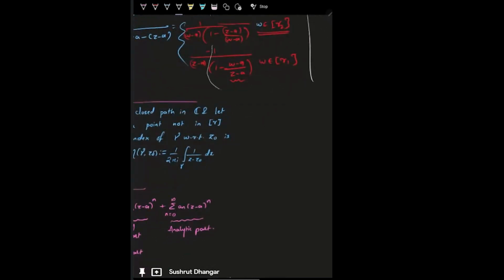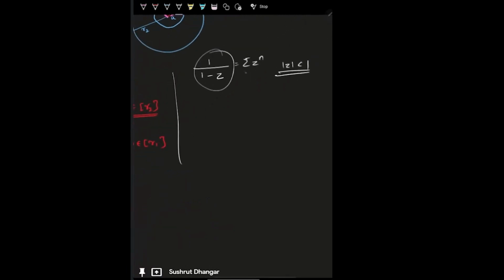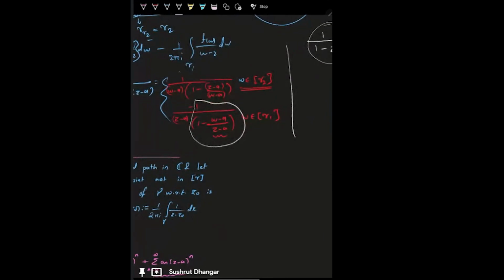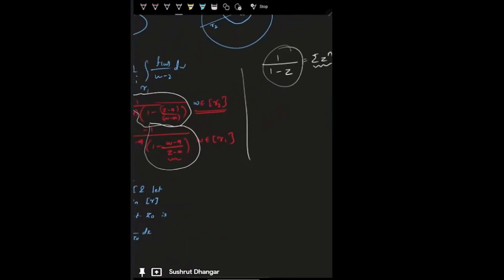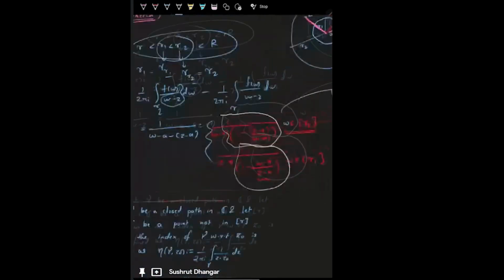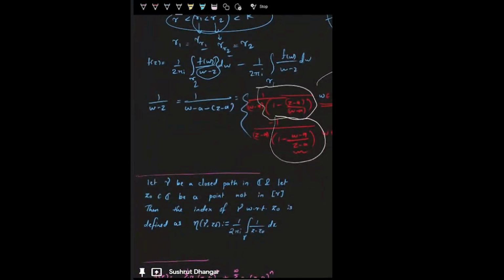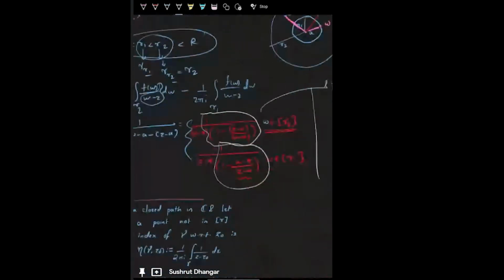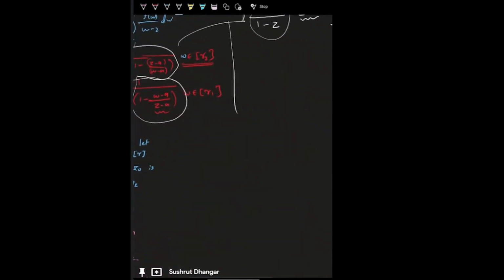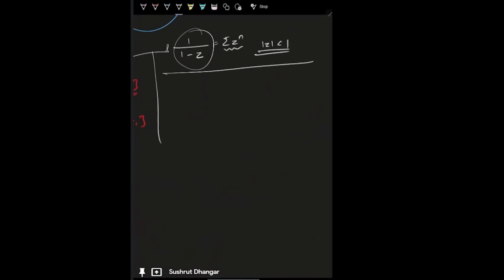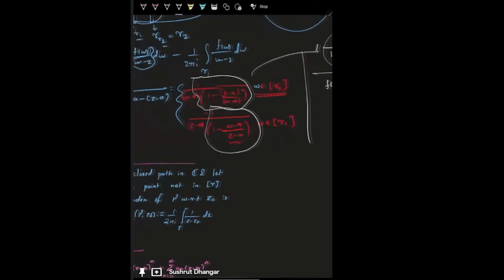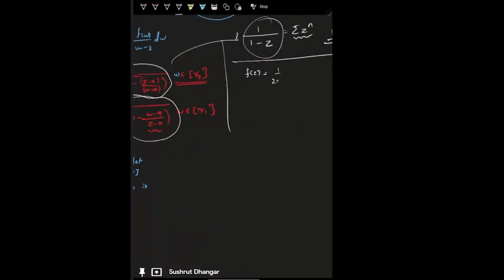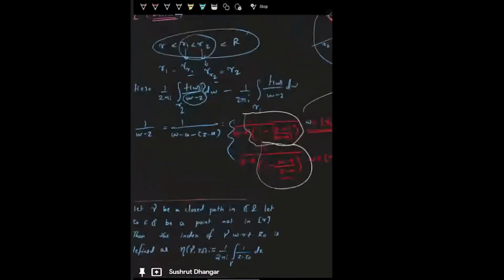So I can replace this expression by an infinite series. Here we are not proving the entire proof step by step, but I'm just giving you the idea and sketch behind the proof of Laurent expansion. So when we write this in series form, f(z) can be written as 1 by 2 pi i. So let's talk about the first part.